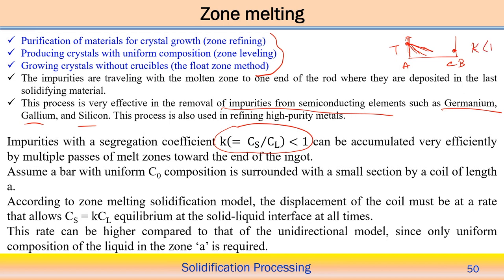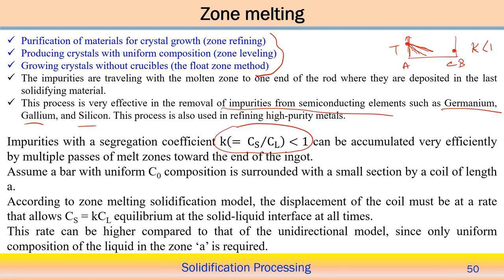Therefore, if we say the impurity is present in the form of B, a low melting point material, then in this situation the low melting point material is removed through this zone melting operation. That is why we say k less than 1, but it entirely depends on the temperature versus composition diagram and the slope. If the slope is the other way, then in that case k should be greater than 1.